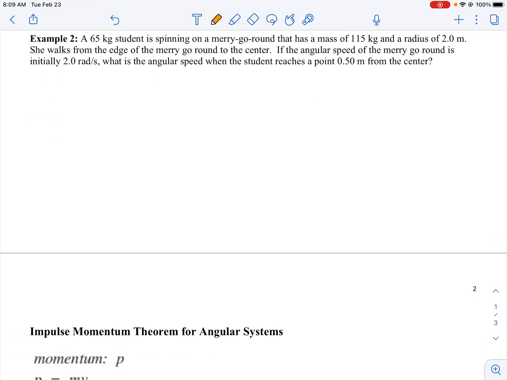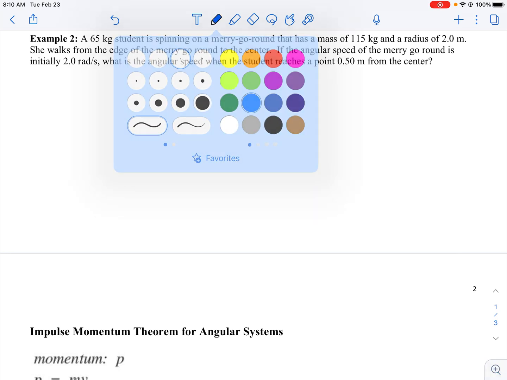Let's try an example with some numbers. A 65 kilogram student is spinning on a merry-go-round that has a mass of 115 kilograms and a radius of 2 meters. She walks from the edge of the merry-go-round to the center. If the angular speed of the merry-go-round is initially 2 radians per second, what is the angular speed when the student reaches a point 0.5 meters from the center?